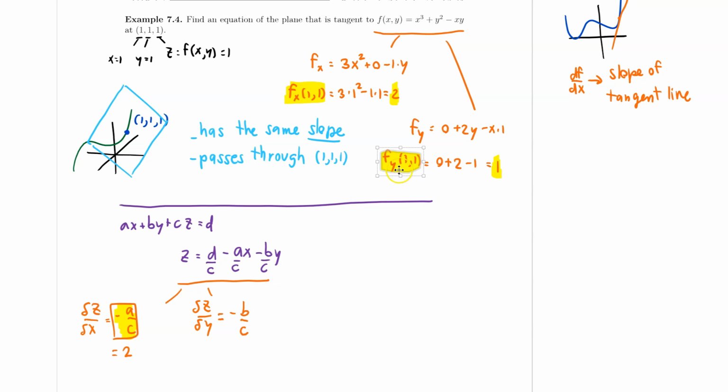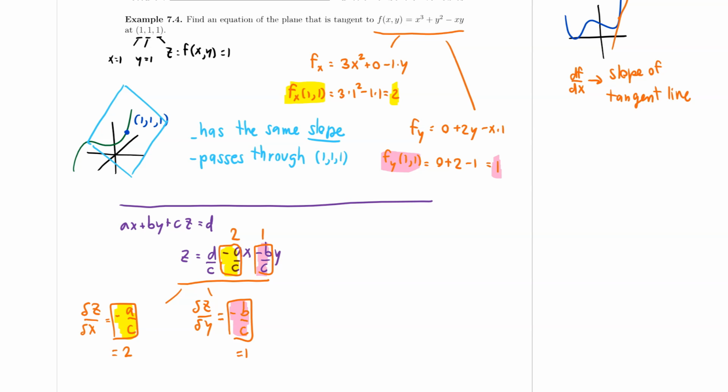So actually, let me change the color. Let me do it pink here. Okay, so I would like to have negative b over c here to have the same slope with respect to y. So I would like to have this term equal to 1. So then, if I look back at my equation, it seems like I'm going to need negative a over c, the yellow term, to equal 2. And this guy, negative b over c, this pink guy, has to equal 1.